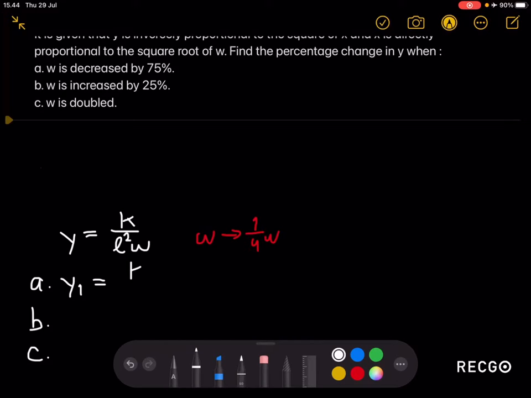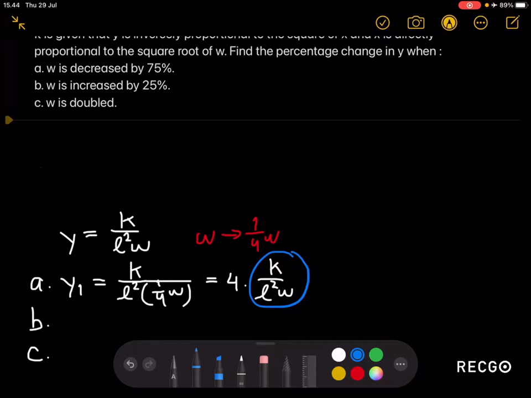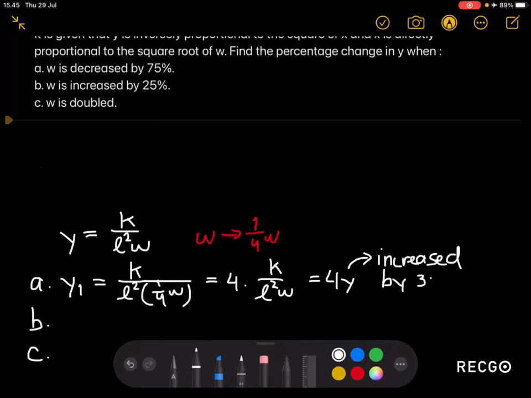That will be k over L squared times a quarter times w. That will be 4 times k over L squared times w. Notice that k over L squared times w is actually y itself, so that we have 4 times y. So our new value of y is actually 4 times the original. So that means that we can conclude that our value of y is increased by 300%.